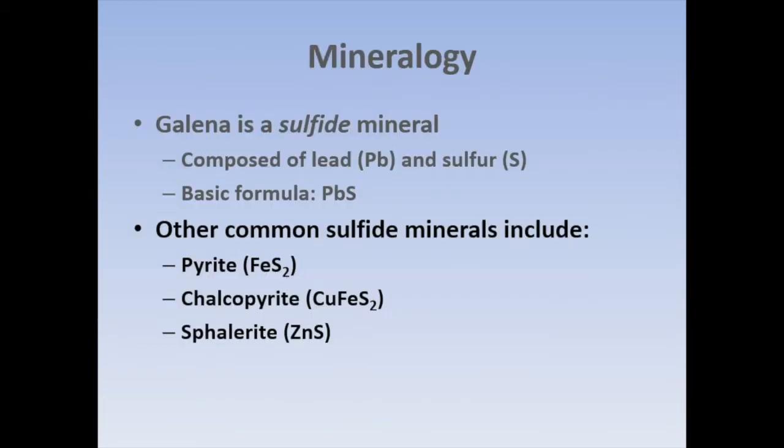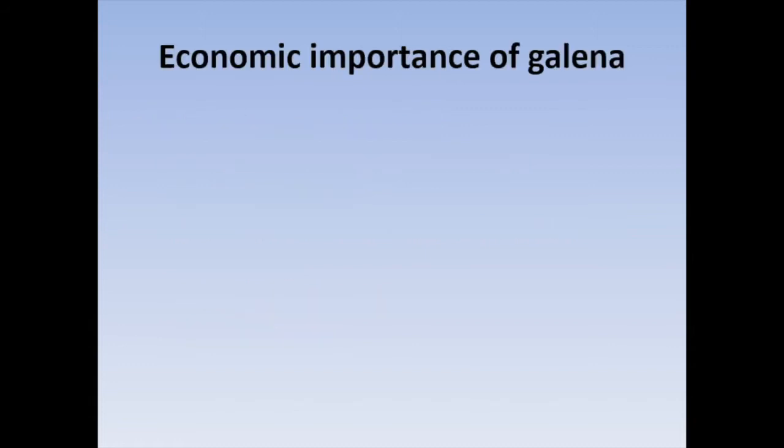Now there are some other common sulfide minerals. For instance, the iron sulfide pyrite, the copper iron sulfide chalcopyrite, and the zinc sulfide sphalerite. Now, all three of these minerals do occur fairly commonly with galena. Now, before we get more into some of the characteristics of galena, I do want to sidestep here and talk a little bit about the economic importance of this mineral.